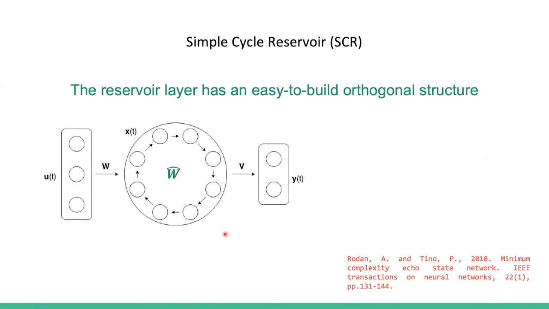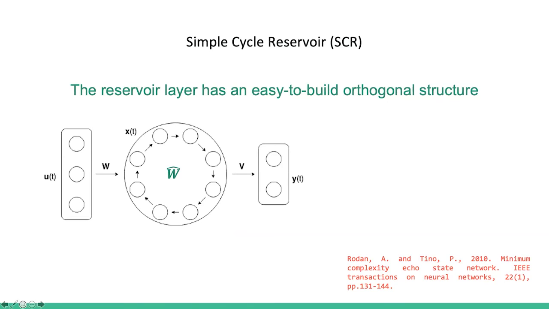So one thing that has been studied in the literature is that orthogonal recurrent neural networks have improved performances, okay? So higher memory capacity, for example. Okay, one way to create a reservoir system that has this orthogonal structure is by modifying appropriately the architecture of the reservoir, okay? For example, this architecture has been proposed in a famous paper by Rodan and Tino, and is called the simple cycle reservoir.